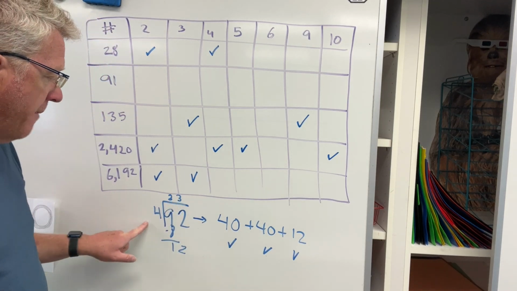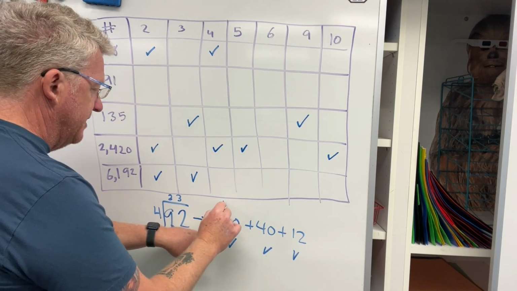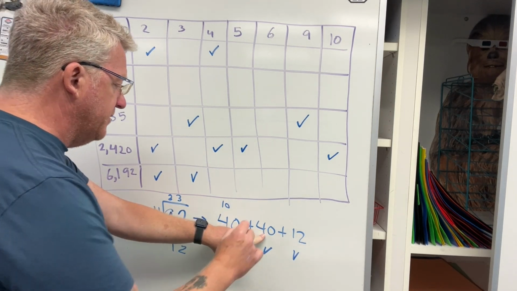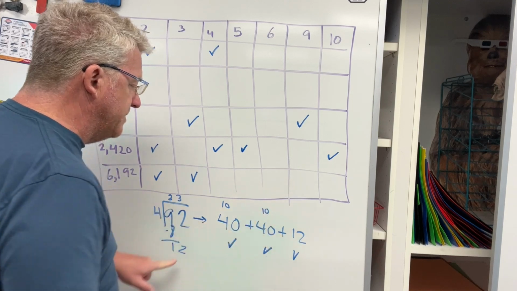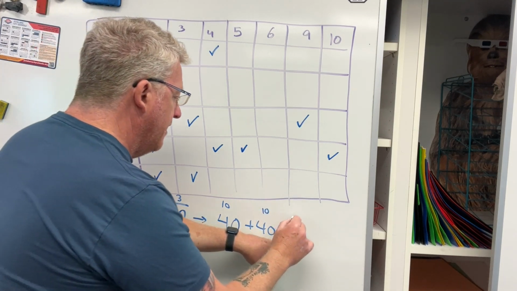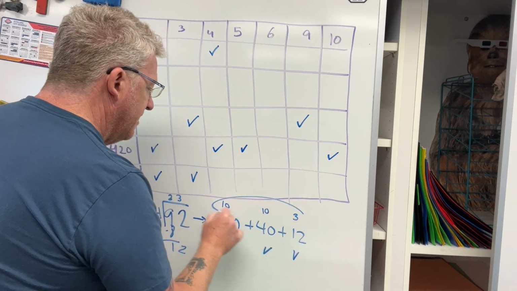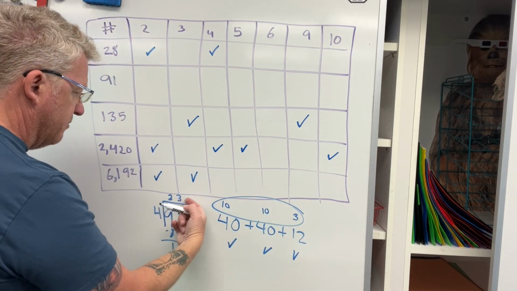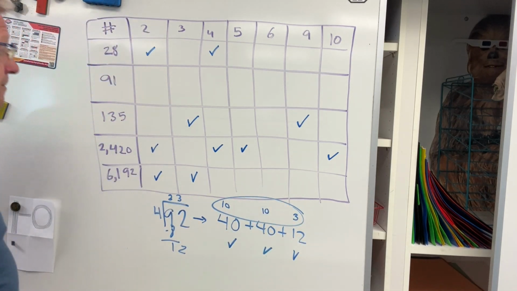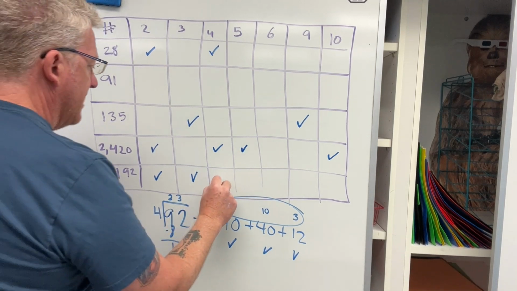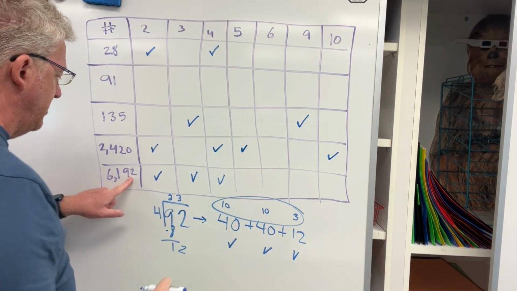And we know, how many times does 4 go into 10? It goes in 10 times. How many times does 4 go into this 40? 10 times. How many times does 4 go into the 12? 3 times. There's that sum that gave us 23. All right, so in other words, yes, 4 goes into 92.